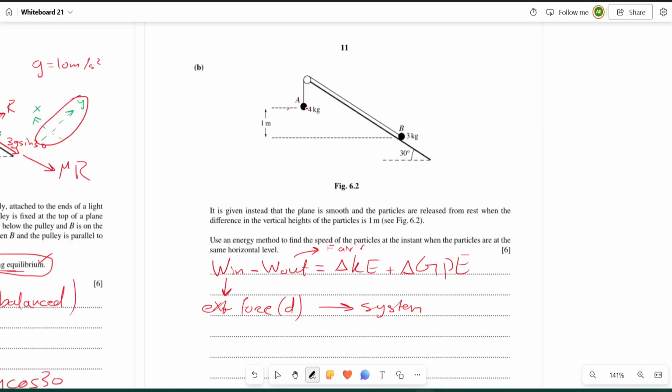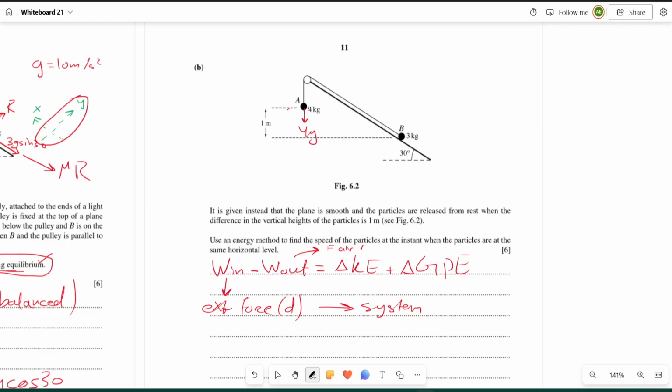Here you might tell me, okay, A has a weight component, so 4g, so this weight component is going to be added in the work in. I tell you, theoretically you are right. However, in this form of the equation, work in is any external force other than the weight. Why not the weight? Because I will include the role that the weight plays in the delta GPE. So for this question, it's any external force that is not weight.